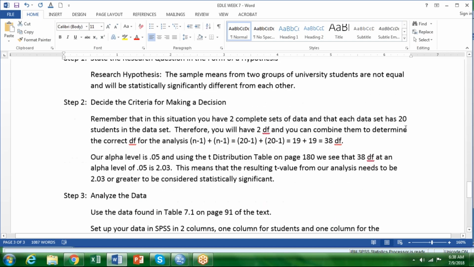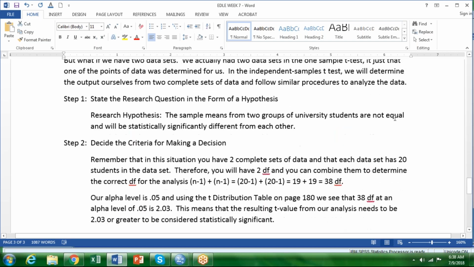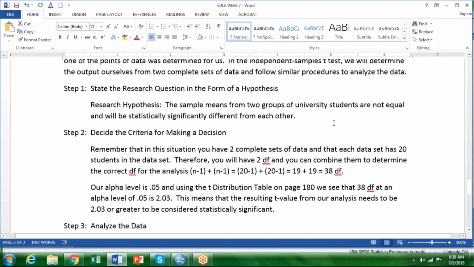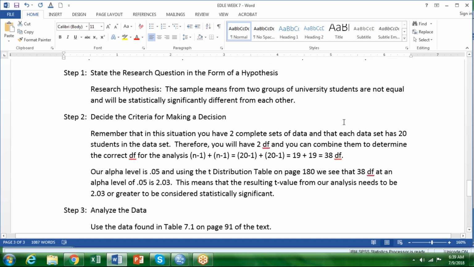And so I just outlined the procedure here. We're going to state our research question in the form of a hypothesis. And our research question or hypothesis is that the sample means from two groups of university students are not equal and will be statistically significantly different from each other. So that's our research hypothesis. And so we're going to decide the criteria for making a decision.